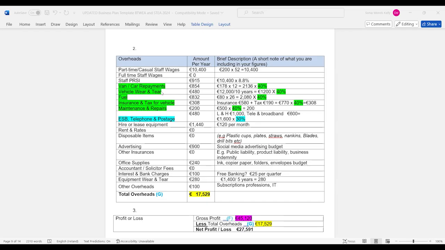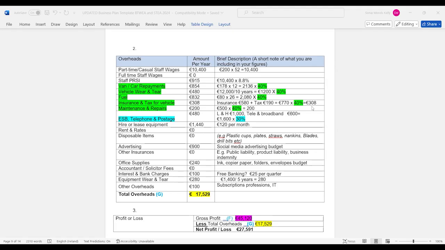Now, the first thing you need to do is, if you're bringing your own vehicle or buying a vehicle, and you're going to be using it also for your own personal use, you need to decide up front what portion of the vehicle is going to be for business and what portion is going to be for personal use.